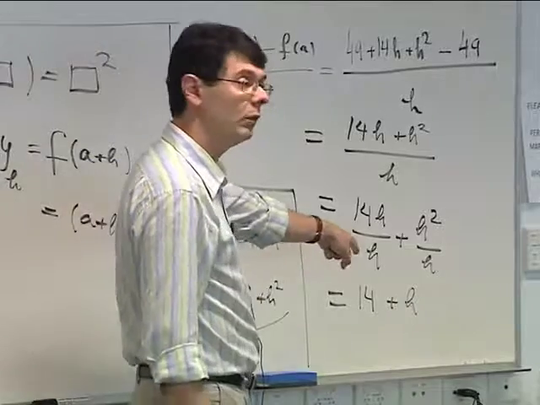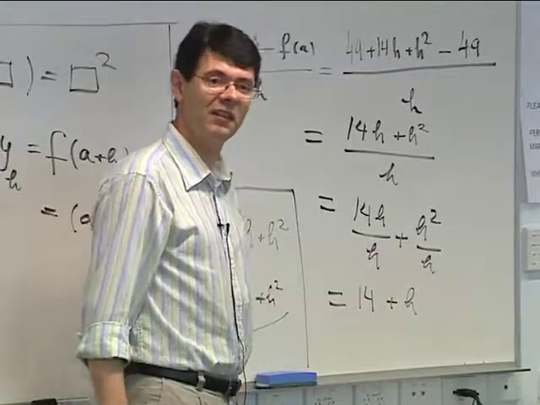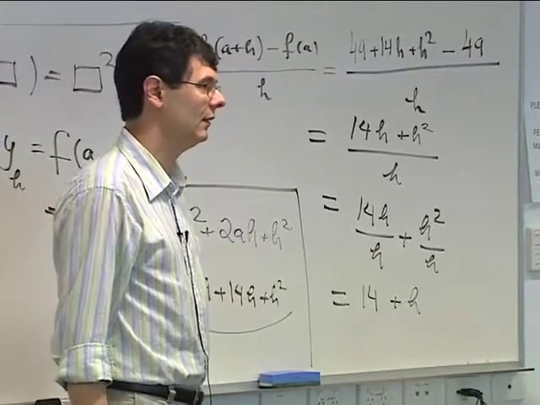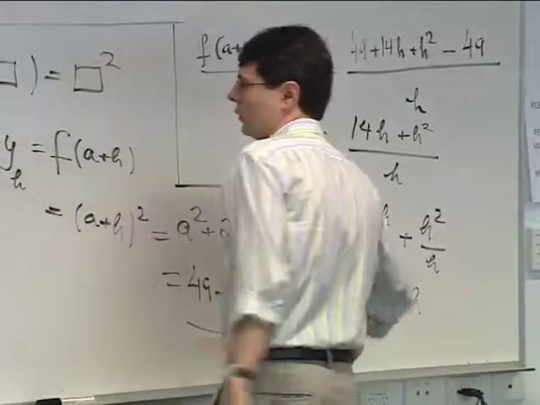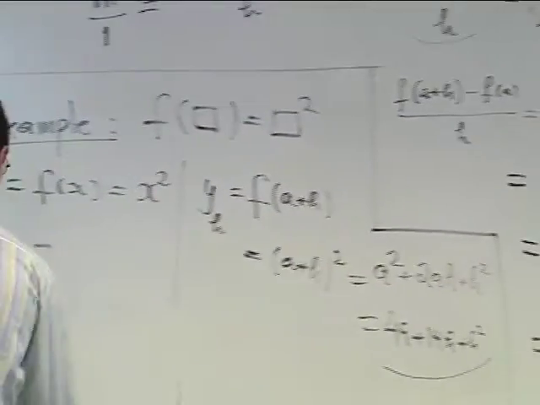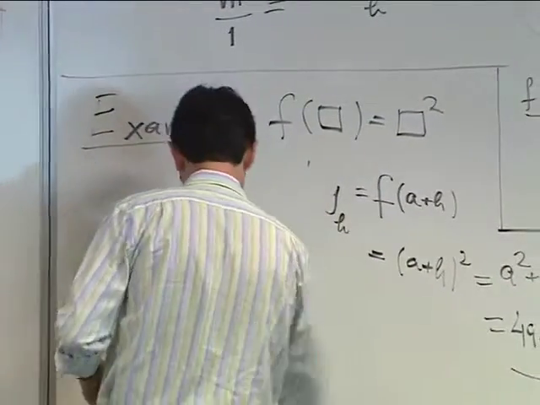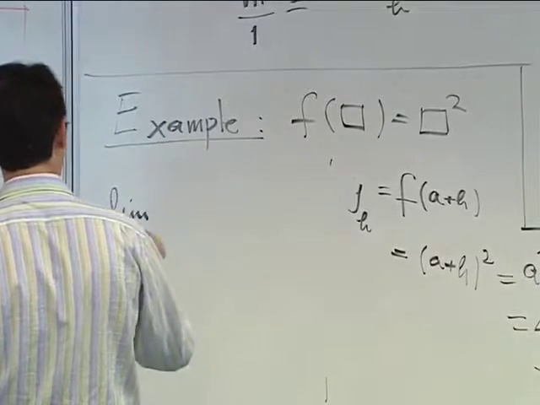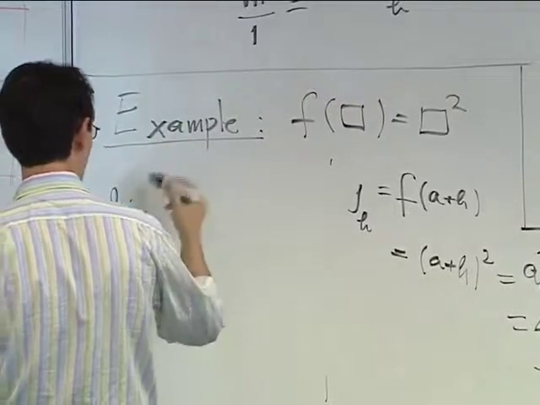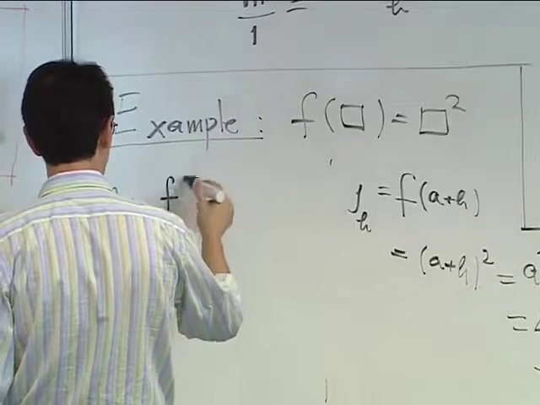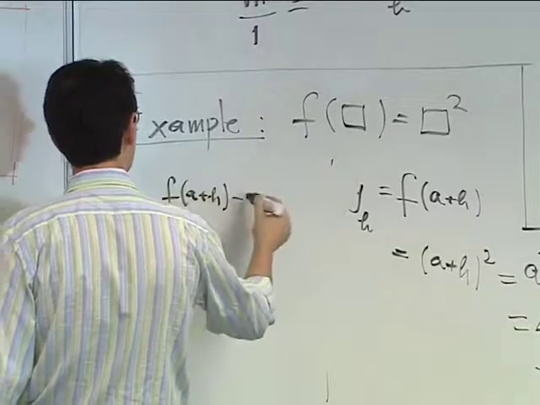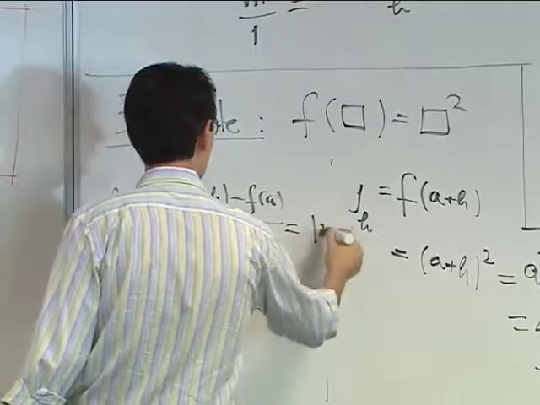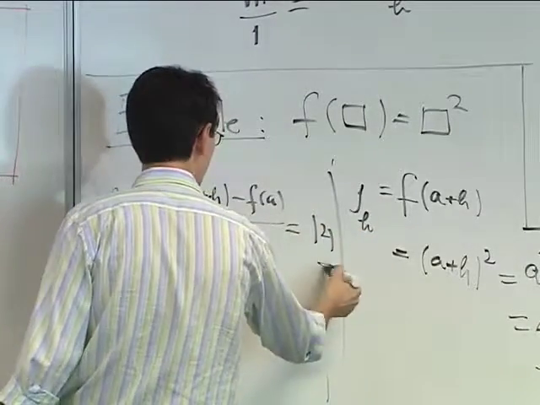Now, if you substitute h by 0, you get some number. You don't get 0 divided by 0 anymore. Okay? And the conclusion is that in the example, the limit when h goes to 0 of f of a plus h minus f of a divided by h, it's 14, a number.